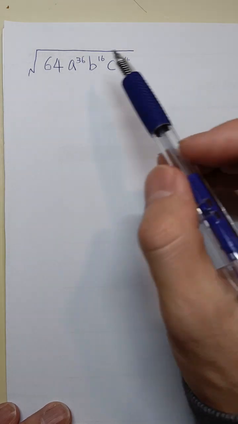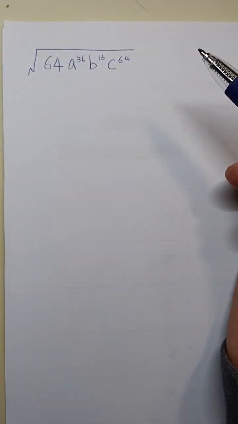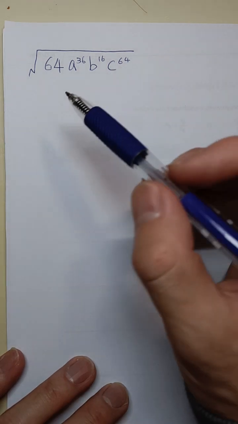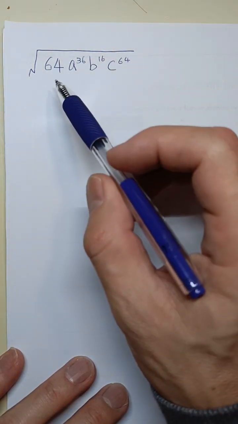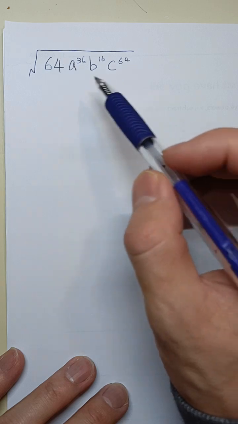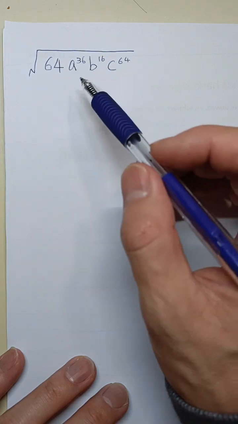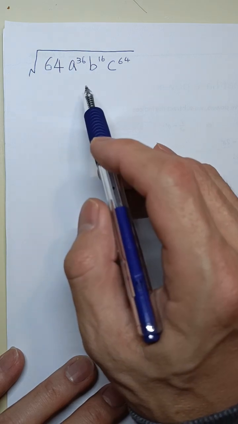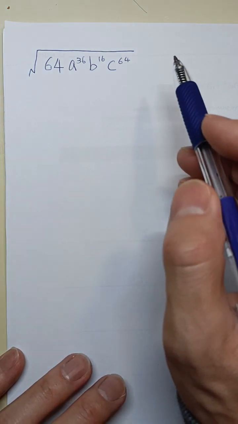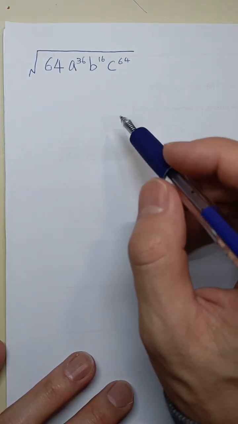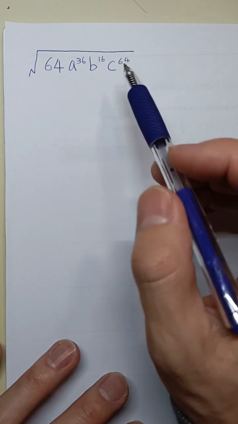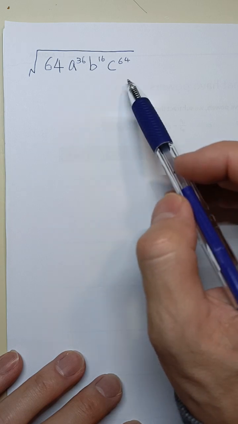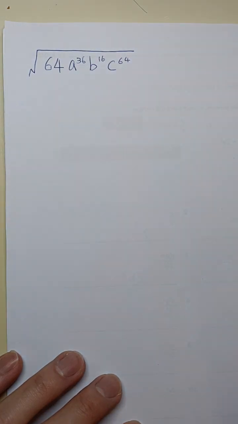Right, I will show you how to simplify this expression. Quite a few students are confused about square root 64 and then square root a to the power of 36. So I just want to explain that part first, okay? At this stage, I will explain the number and letters separately, okay?